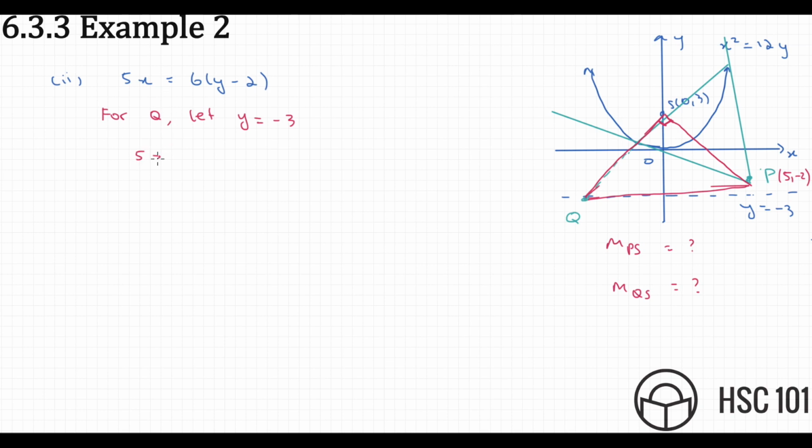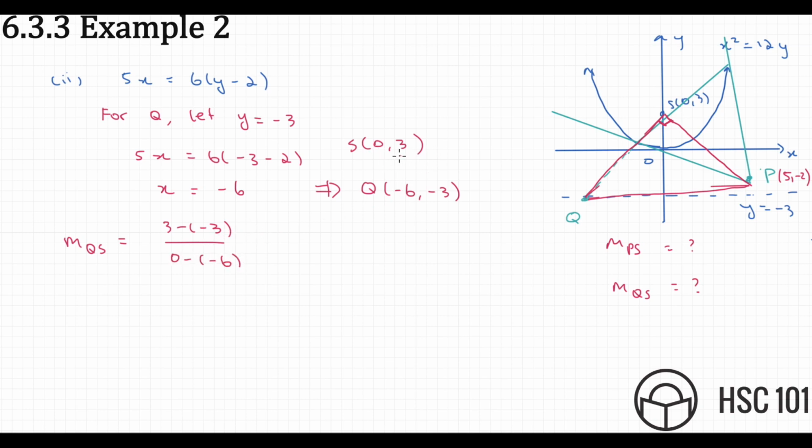That's going to give us 5x equals 6 times (-3 minus 2). Minus 3 minus 2 is just -5. If I divide both sides by 5, I'm just going to get x equals -6. So that shows that Q is given by (-6, -3). Now if I check out the gradient from Q to S, take note that S is of course given by (0, 3). So the gradient of QS is therefore (3 minus -3) divided by (0 minus -6).